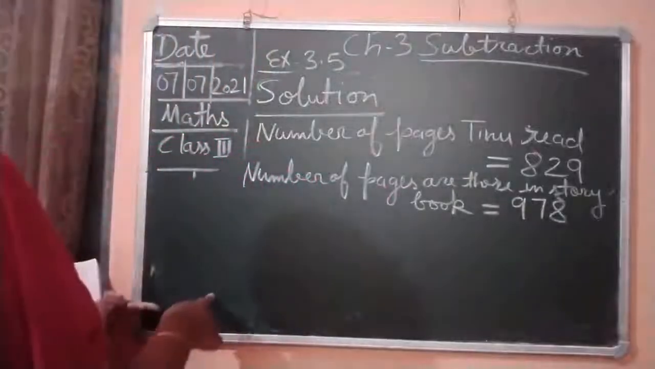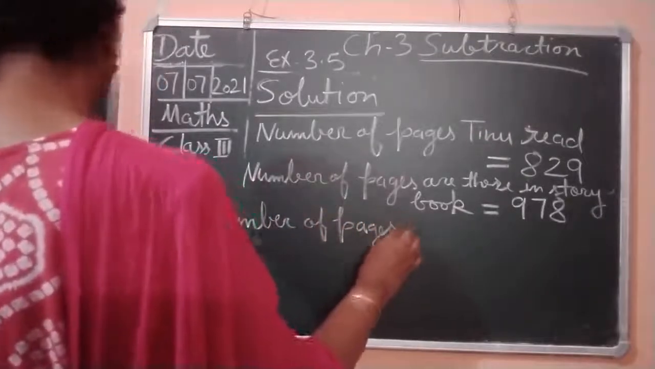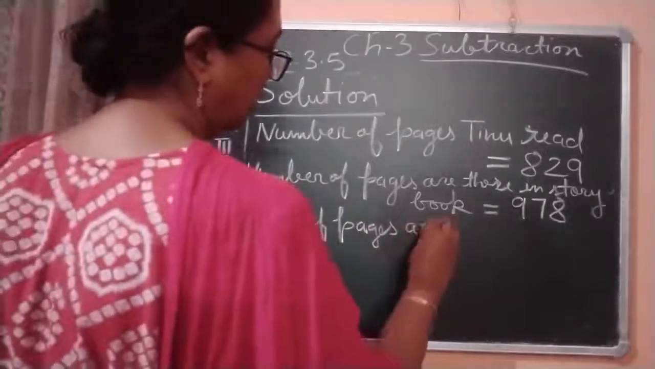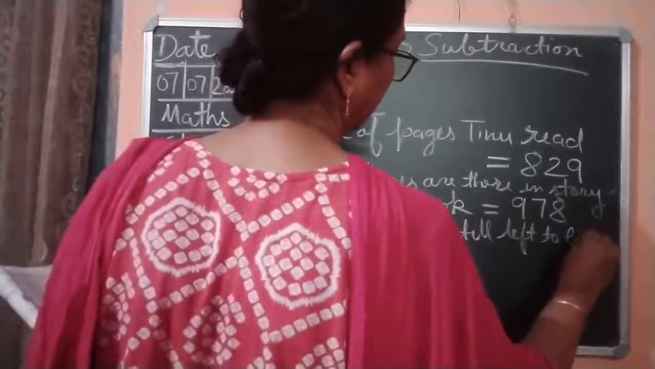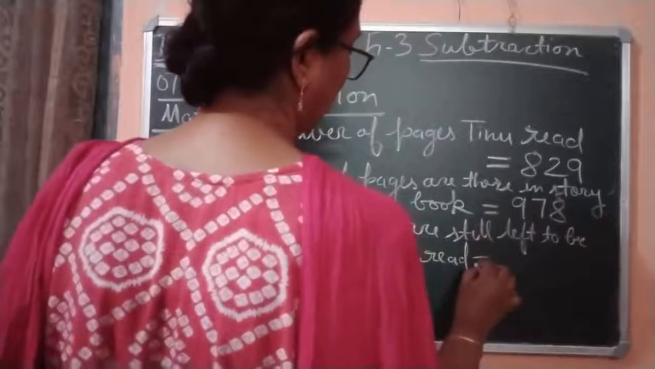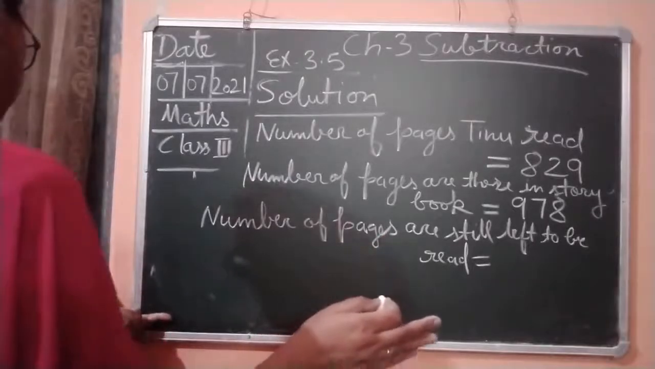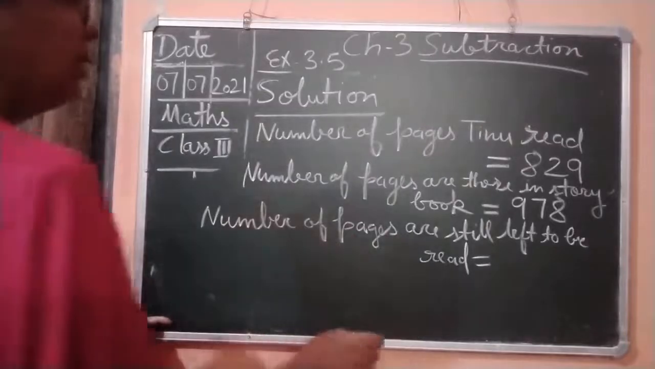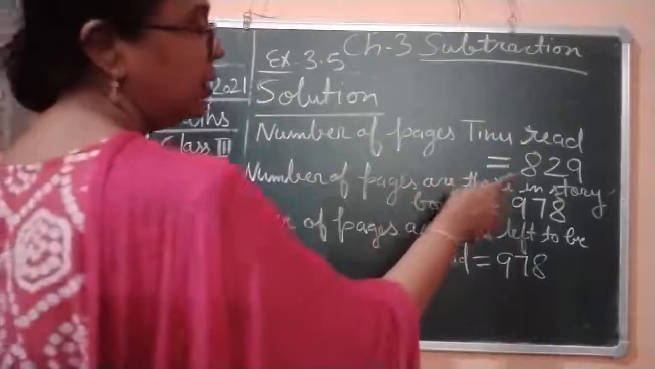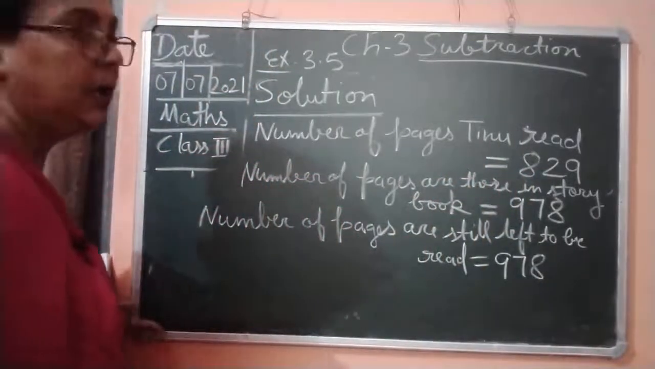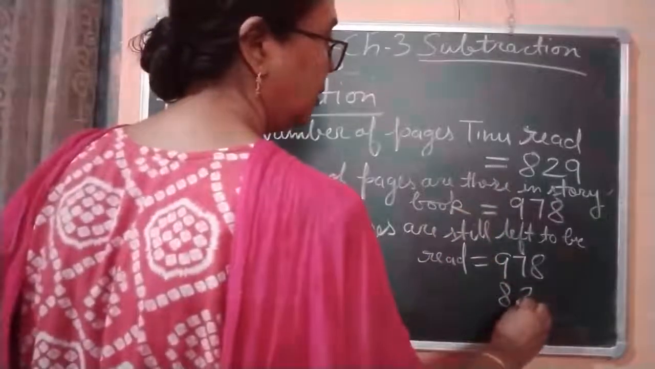Okay. Now, next line we will write number of pages are still left to be read. Okay. Now equal to, we will do first, what we will do? We will subtract 829 from 978. So we will write 978 because this is total number of pages in the storybook, and how much she read? She read 829. 829 पढ़ चुकी है, और टोटल नंबर ऑफ पेजेस कितने आपके स्टोरी बुक में? 978. So now we are going to minus 829.